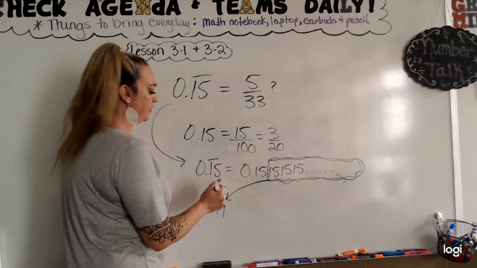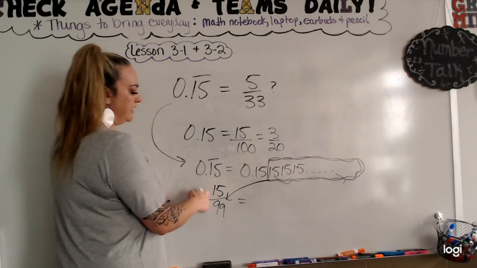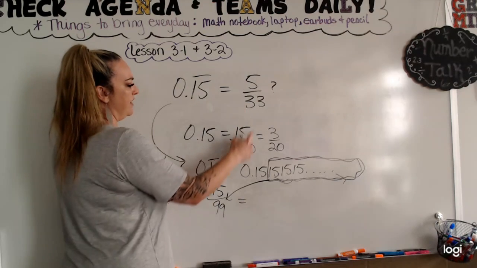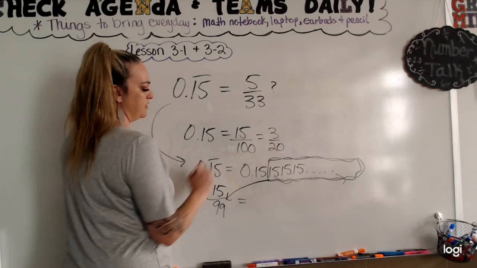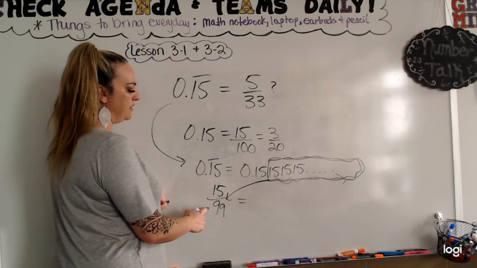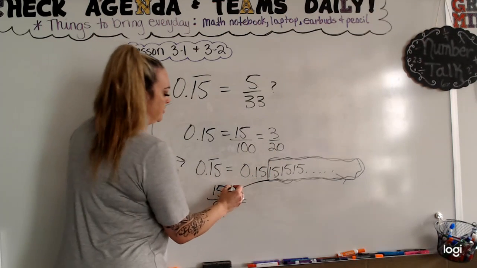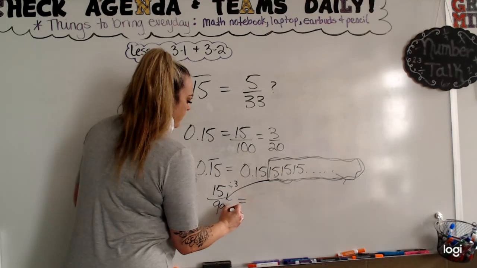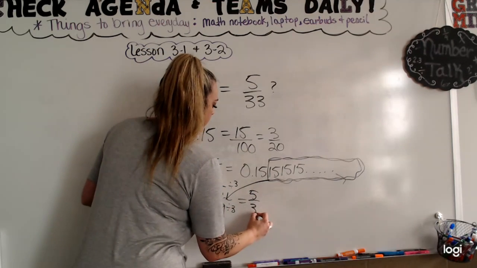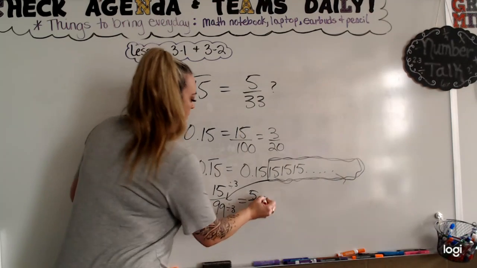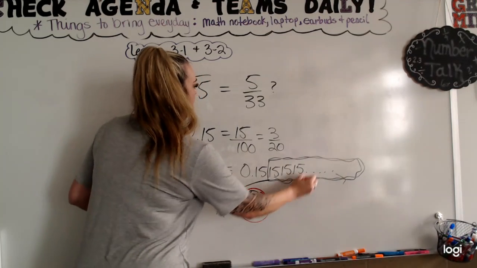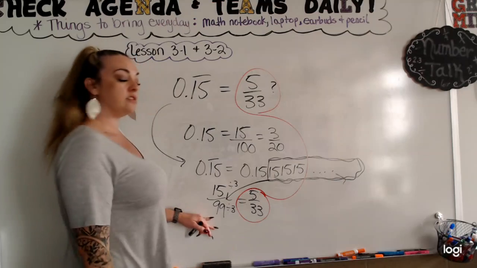It keeps going forever. Well, this, instead of being divisible by 5, like this one was, right? 15 divided by 5 is 3, 100 divided by 5 is 20. This one has the common factor of 3. So we can divide both by 3, and we get 5/33, which is the same answer that we saw in the answer key.